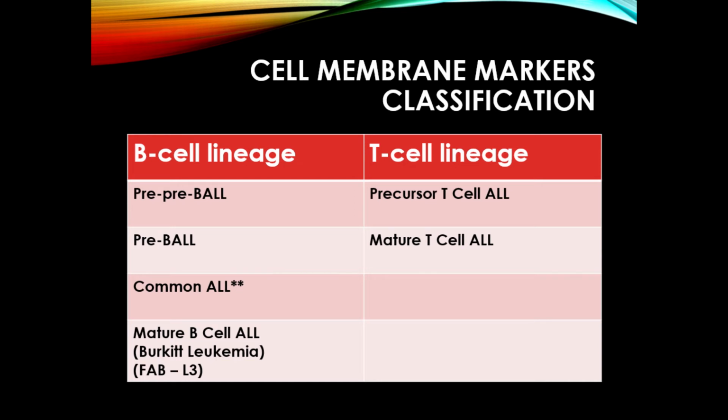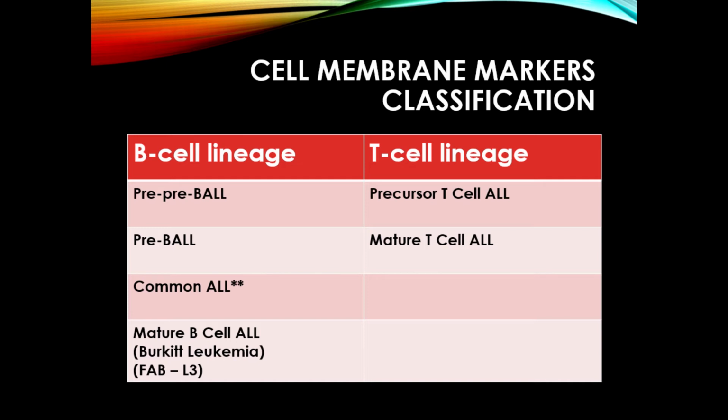As you can see on the left, the B cell lineage, where we can see pre-B-ALL or acute lymphoblastic leukemia, then the common ALL, common acute lymphoblastic leukemia, and lastly, the mature B-cell ALL or the so-called Burkitt leukemia. And this is very common. It looks more like the L3 type in the FAB classification.